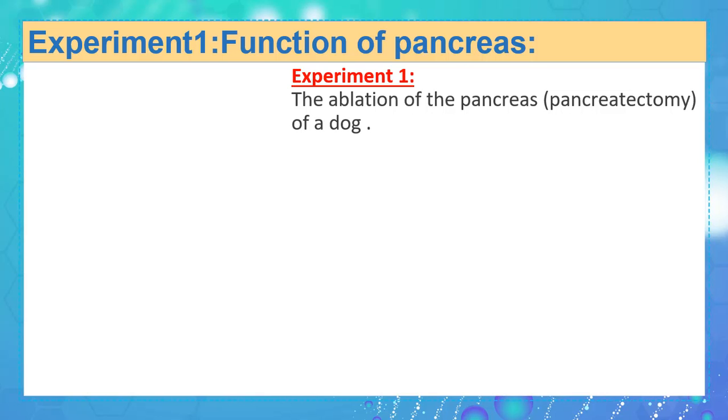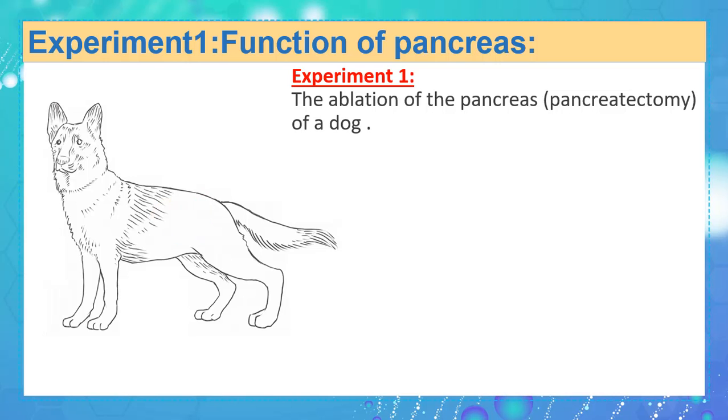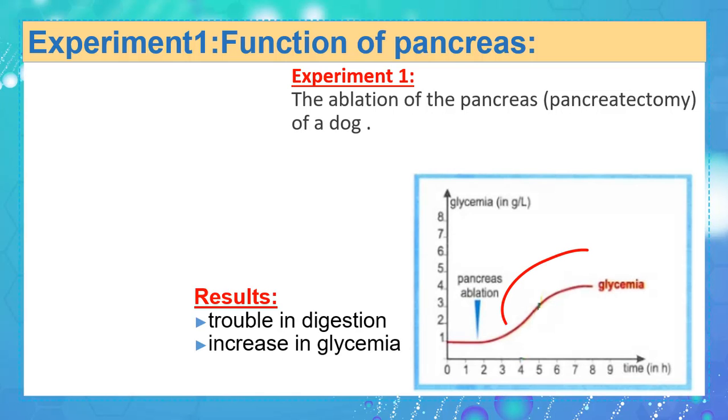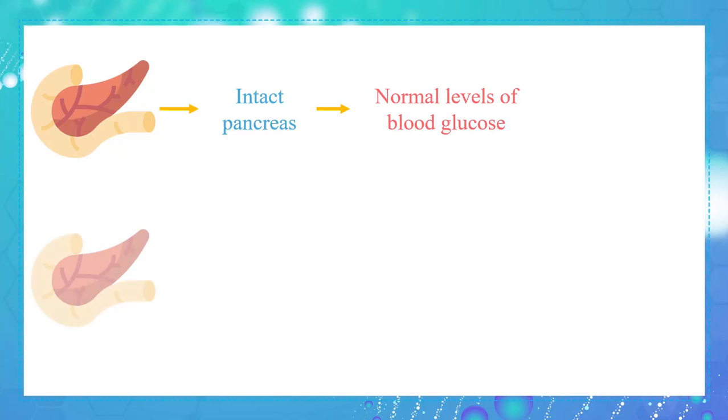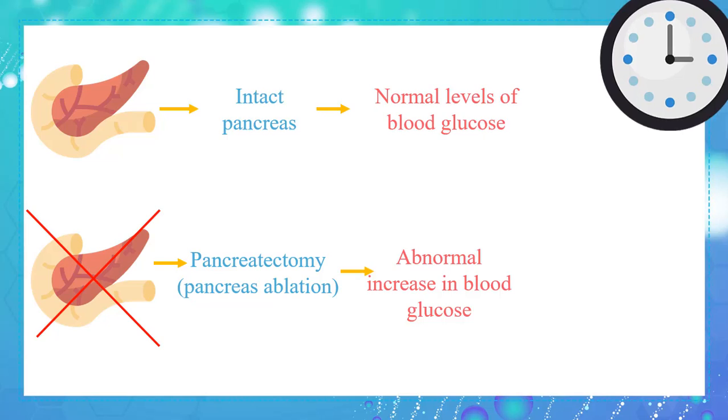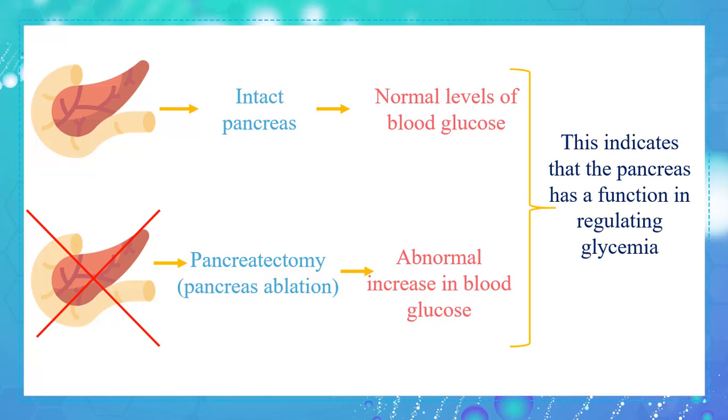So what happened in the first experiment is the ablation of the pancreas, also known as pancreatectomy, of a dog, so that this pancreas was ablated or removed from this dog. As a result, the dog showed troubles in digestion and an abnormal increase in glycemia directly after the pancreas ablation, so that after some time the dog died. Then, if the pancreas was intact or present, there will be normal levels of blood glucose. However, if the pancreas was ablated or removed, there will be an abnormal increase in blood glucose. What does this show concerning the function of the pancreas? Well, this indicates that the pancreas has a function in regulating glycemia or blood glucose.